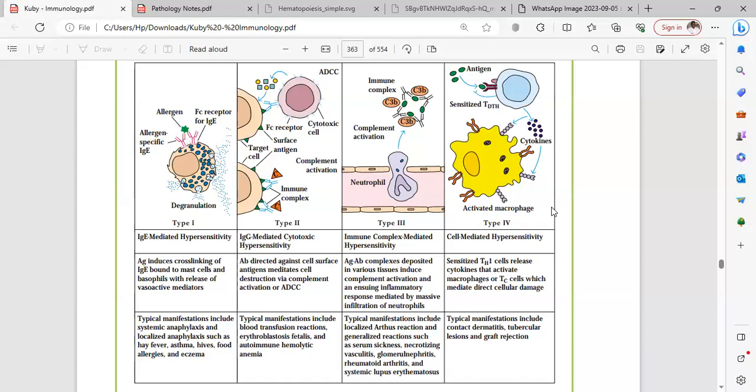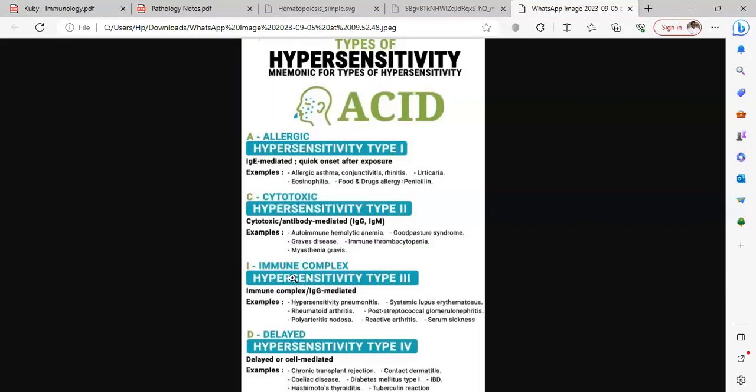So but most of the time, when you withdraw the drug, the hemolytic anemia gets resolved. So that is one of the things that I have seen in the book too. Type 3 we have, it's immune complex that is IgG mediated.